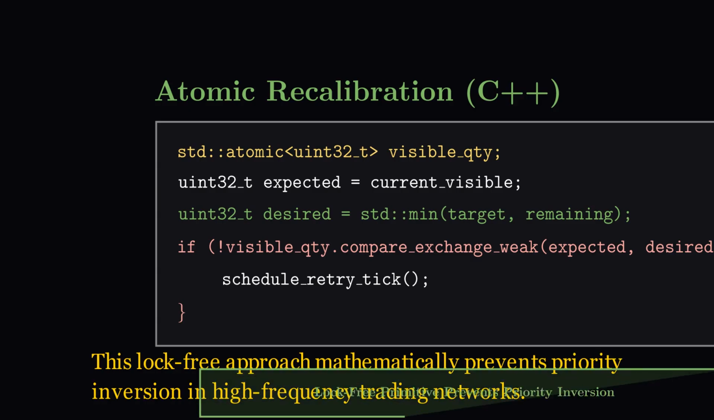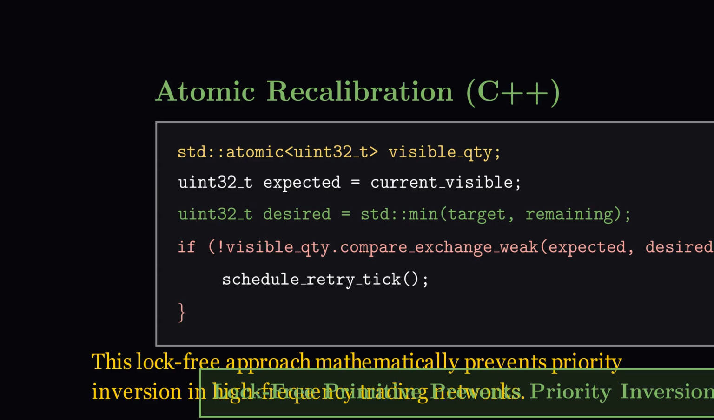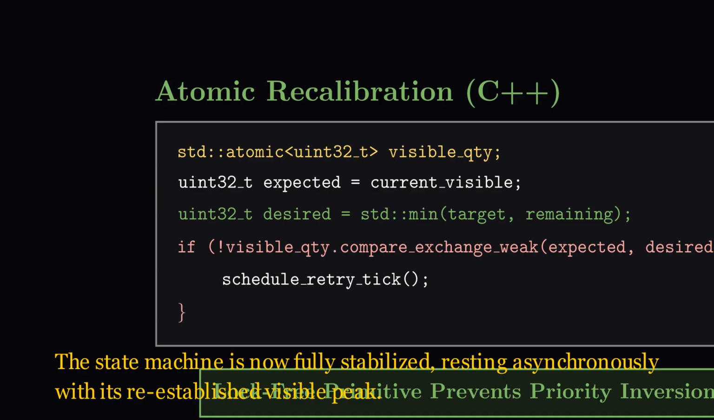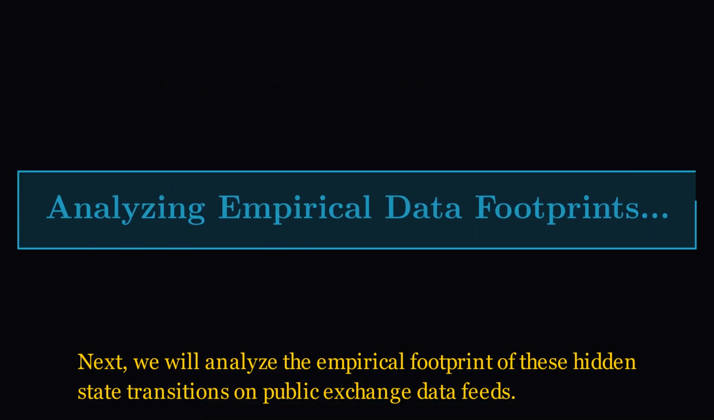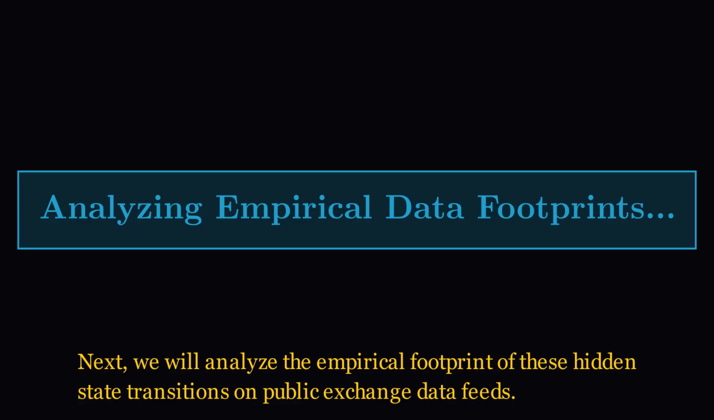This lock-free approach mathematically prevents priority inversion in high-frequency trading networks. The state machine is now fully stabilized, resting asynchronously with its re-established visible peak. Next, we will analyze the empirical footprint of these hidden state transitions on public exchange data feeds.